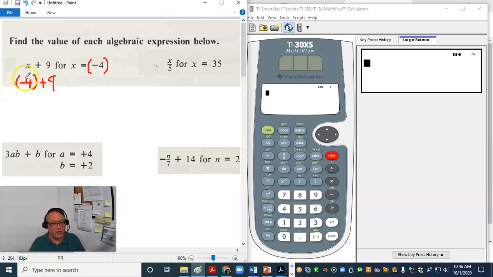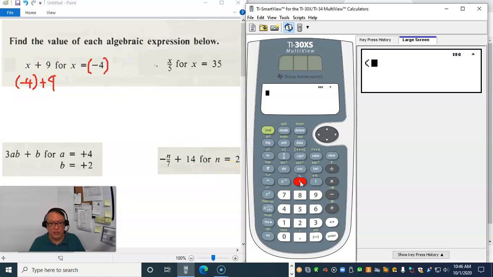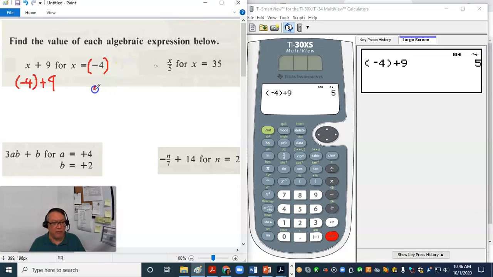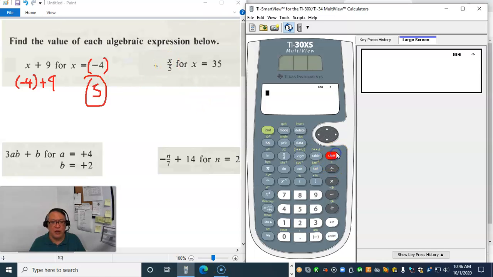So what do we have to do? We have to enter this, parentheses -4 plus 9. So find the parentheses, enter it, check your keystrokes, -4, close parentheses, plus sign 9, enter. And I get an answer of 5, right? Final answer, I'm going to circle it. All right, we can put any kind of expression in there that we want.